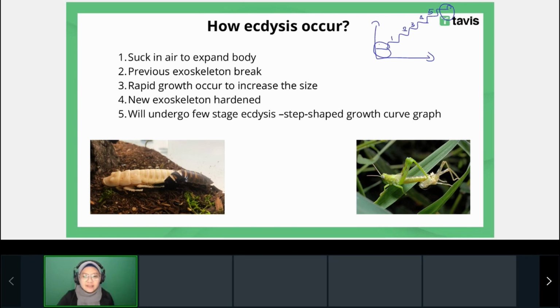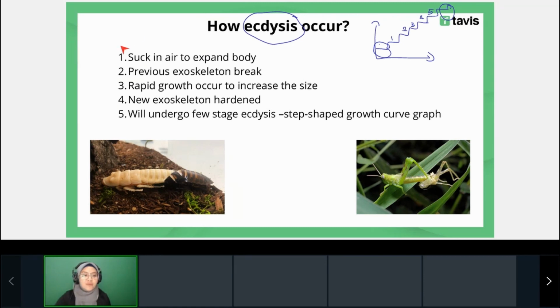Why does this ecdysis cause the growth shape to become step-up? You see the diagram over here. This one is a cockroach shedding its skin. This is the old skin. This is the new skin. For this grasshopper, the old skin is slightly smaller, but the grasshopper has become bigger already.